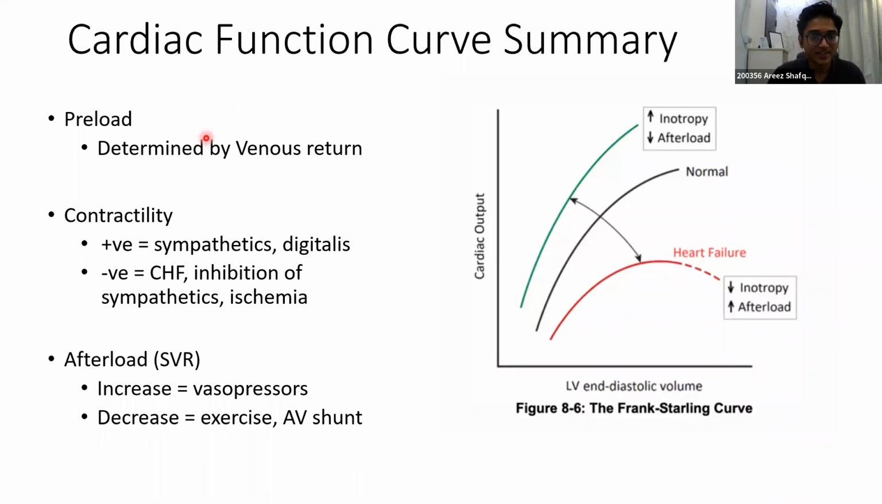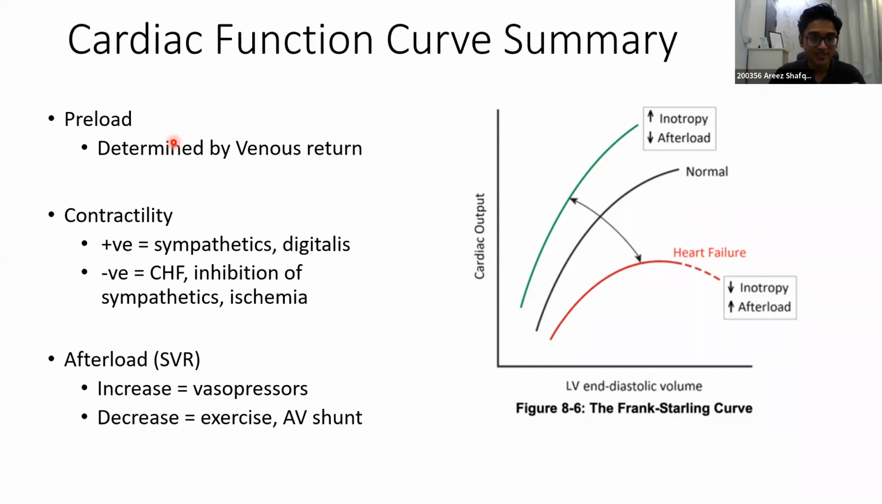Now, this is a summary slide of what we've just discussed. First, by cardiac function, we mean stroke volume. How do we regulate stroke volume? We regulate it by CAP: preload, contractility, afterload. Preload is determined by venous return, because venous return determines the amount of blood in the ventricle. If there's more venous return, there's more preload, there's more contraction.